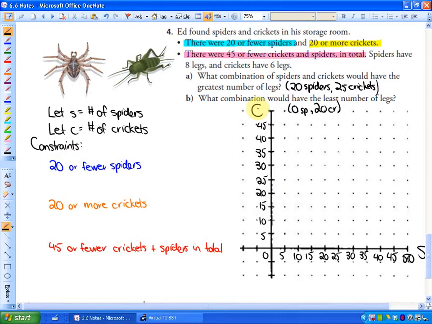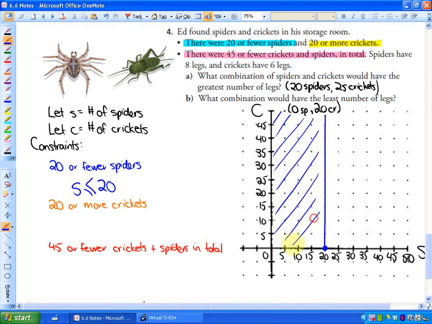Okay, you may have tried it on your own, or you may have not. The first sentence says there's 20 or fewer spiders. So if I'm to set that up, that says that spiders are less than or equal to 20. So spiders are equal to 20 here. And since there's no reference to crickets, this is going to be a vertical line through the spiders at 20. And if it's fewer than 20 spiders, that would be that particular region there.